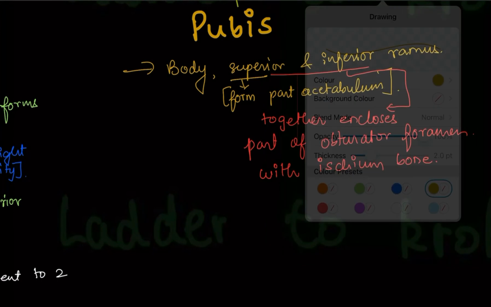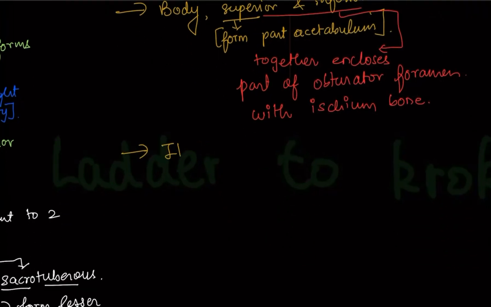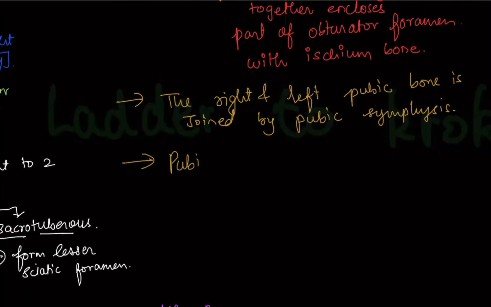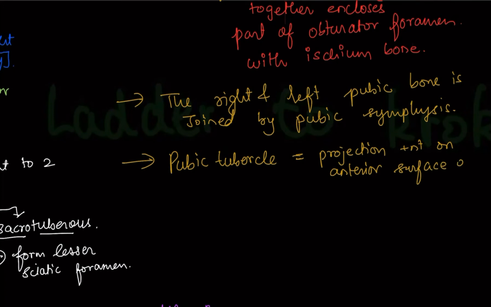And write down the next point about the pubic bone. The right and left pubic bone is joined by pubic symphysis. We already did this point, right? But rewrite it again. And the third point is about the pubic tubercle. Now what do you mean by pubic tubercle? It is a projection present on the anterior surface of pubic bone. And remember this pubic tubercle also, it is very important.